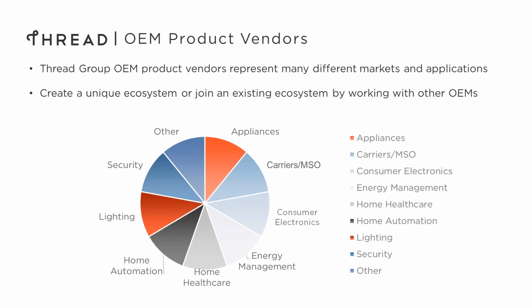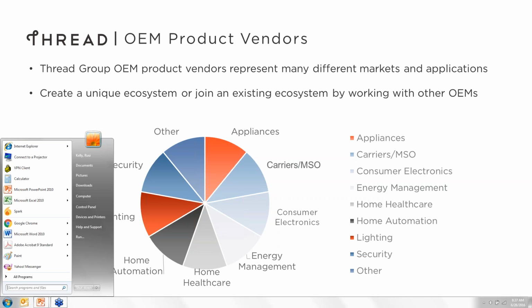And then the last category I want to talk about is OEM product vendors. So the product vendors within Thread Group represent many different markets and applications. And this is a benefit to you because if you want your device to work with other OEMs' products, you have a way of accessing those companies and building those relationships and getting engaged with them early in your product development cycle and their product development cycle so you can go to market with complete solutions. There are companies that might only produce gateways or border routers, and there are companies that might only take end nodes to market. And so by partnering with different OEM vendors, you can create the true Thread solution.